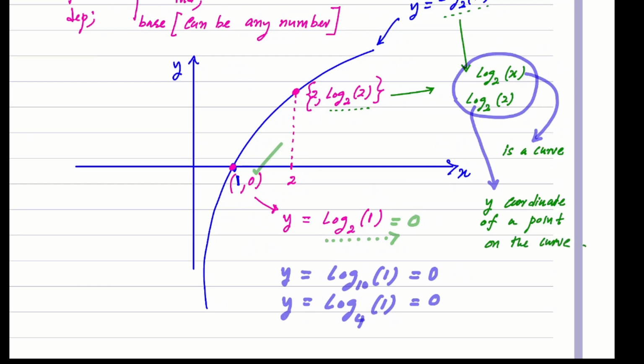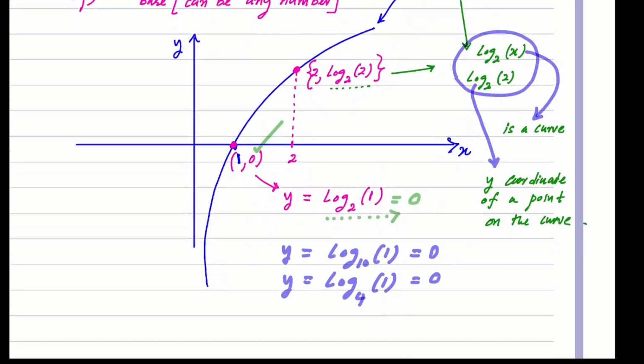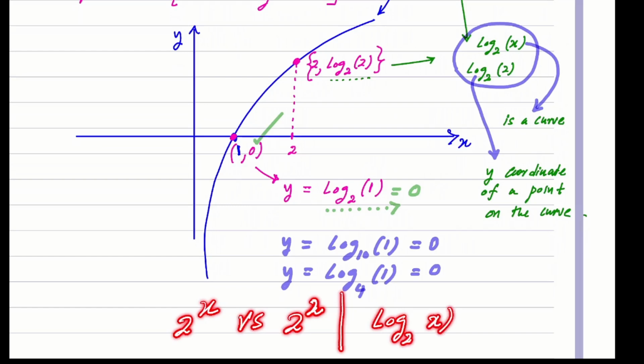We have to now precisely know this: log₂ 2 versus log₂x. Same thing you must understand from our previous lesson, 2 to the power x versus 2 to the power 2. In this case, log₂x versus log₂ 2, right? These two you have to understand and visualize logically.